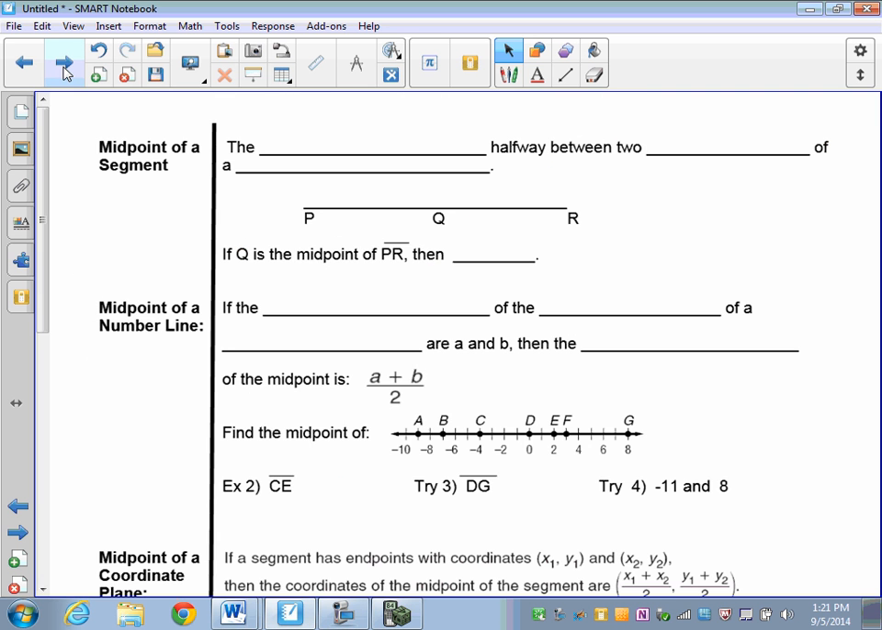Let's go on to the back page. We have a couple definitions here. First off, we have midpoint of a segment. That is the point halfway between two endpoints of a segment.